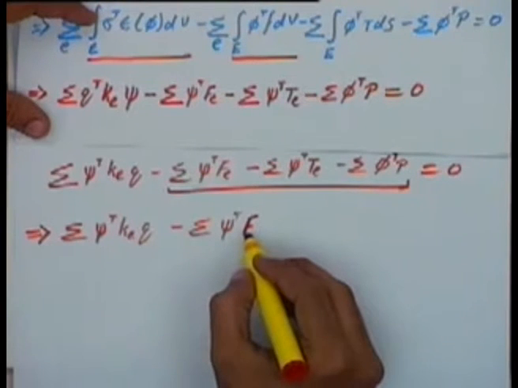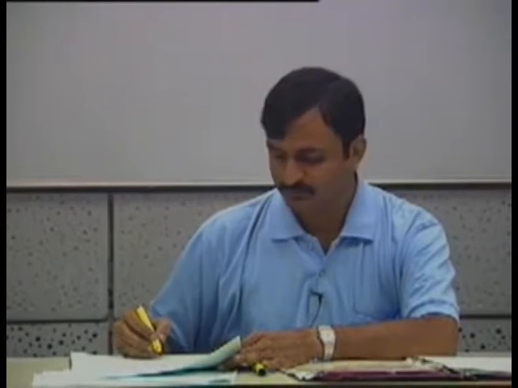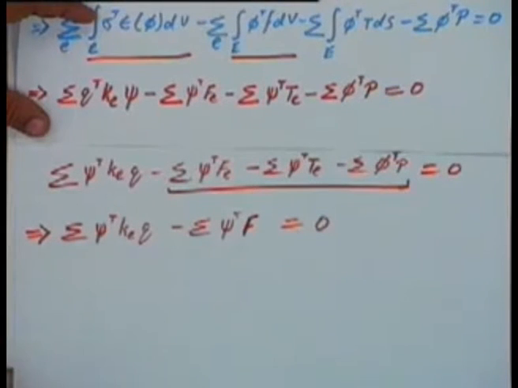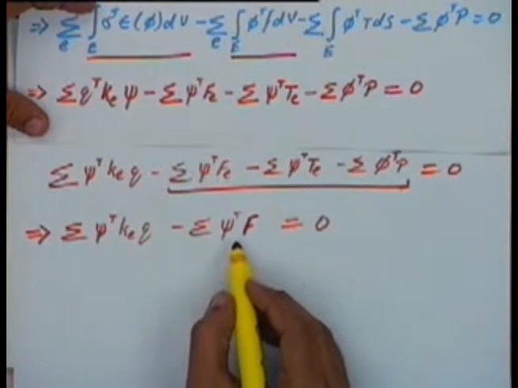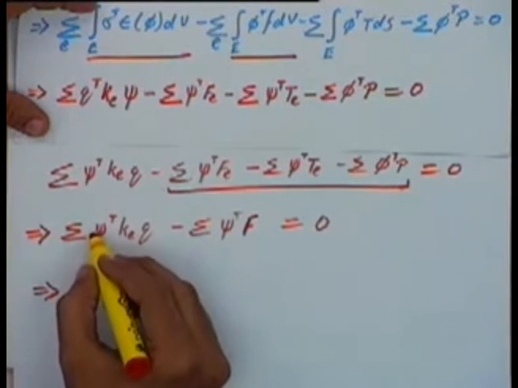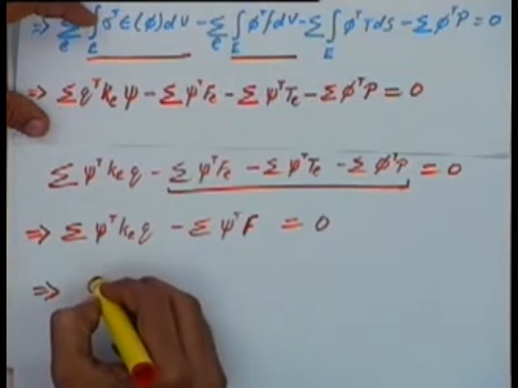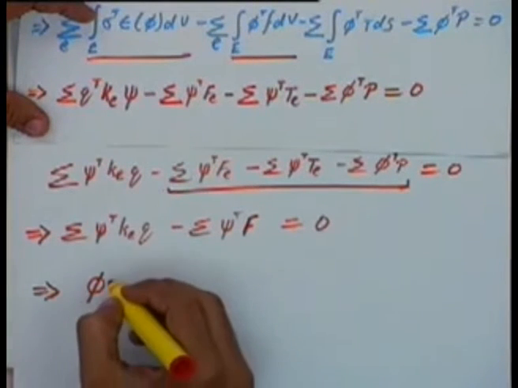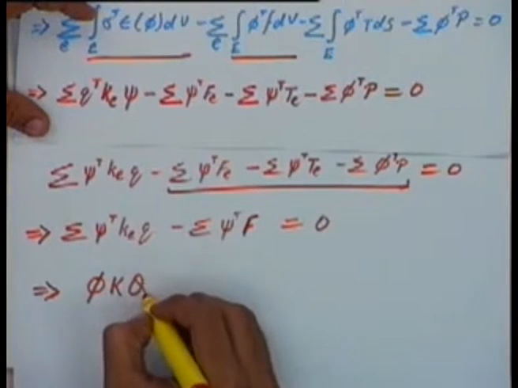Okay, where this F is the element body force matrix, and I will say this will be equal to 0. If I follow the same method as I did earlier for converting these element matrices into the global matrices, I will convert this psi into a global matrix phi, this Ke into a global matrix K, and this Q into a global matrix Q.